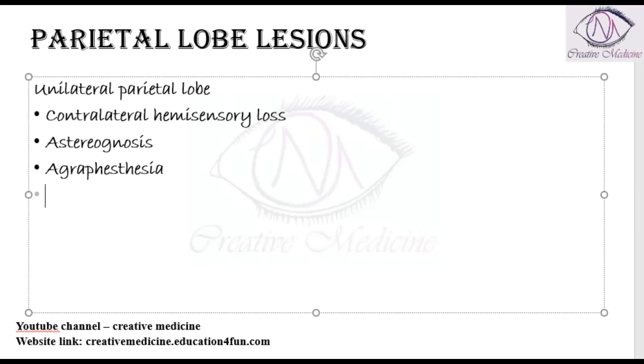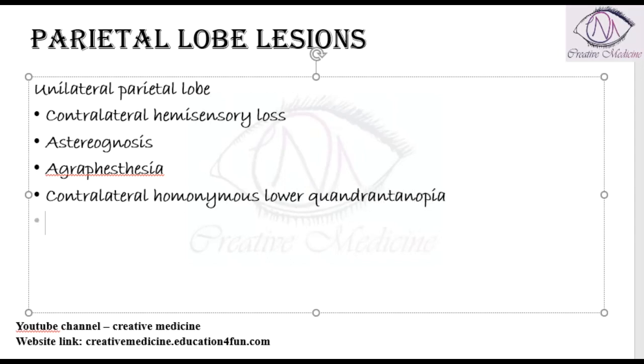In agraphesthesia, when you ask the patient to close the eyes and you write some name, letter, or number on the patient's hand, he should recognize it with his eyes closed. But if he could not recognize the letter or number with his eyes closed, then it is agraphesthesia, which is a feature of parietal lobe lesion. Then contralateral homonymous lower quadrantanopia, mainly not hemianopia, can occur in the patient.